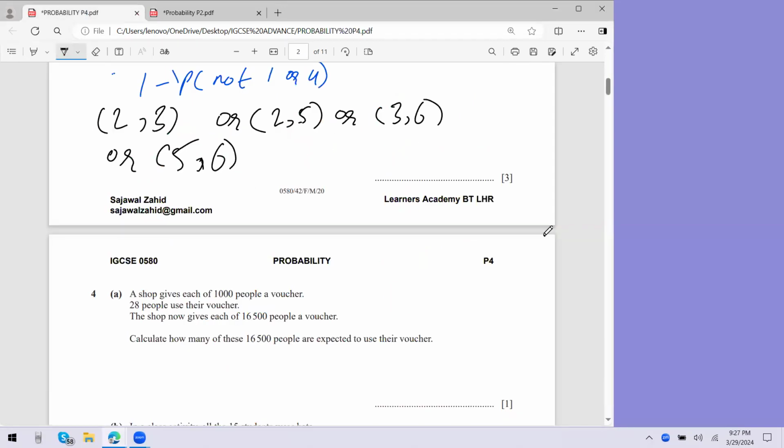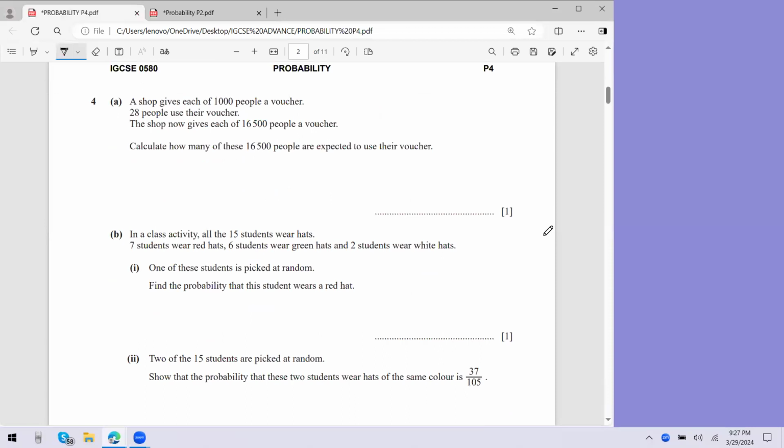Let's do another P4 question. A shop gives each of 1,000 people a voucher, and 28 use their voucher. The shop now gives each of 1,650 people a voucher. Calculate how many of these are expected to use their voucher. So the probability will remain the same, right? So first of all, what's the probability of using the voucher? 28 over 1,000.